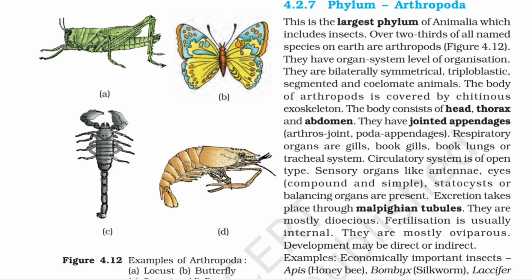Respiratory organs are gills, book lungs, or tracheal system. Circulatory system is of open type. Sensory organs like antennae, eyes, compound and simple, and statocysts or balancing organs are present. Excretion takes place through malpighian tubules. They are mostly dioecious. Fertilization is usually internal. They are mostly oviparous. Development may be direct or indirect.